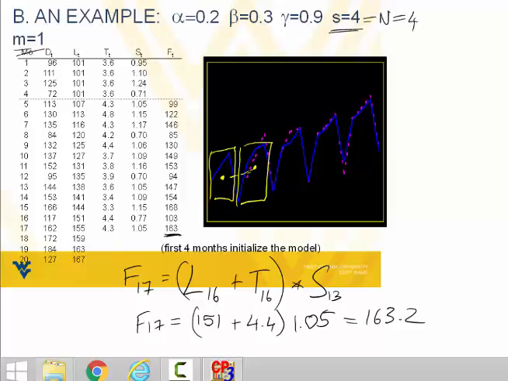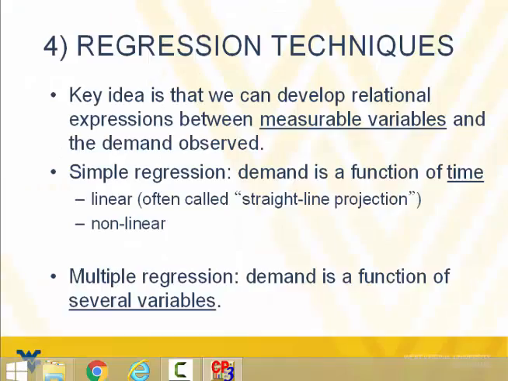Any questions about the Holt-Winters model? Initialization, conceptual formulas, anything? Okay, so you're all experts at forecasting now. We move on to regression techniques, which is the last of our topics before we move on to the next one, part 2.